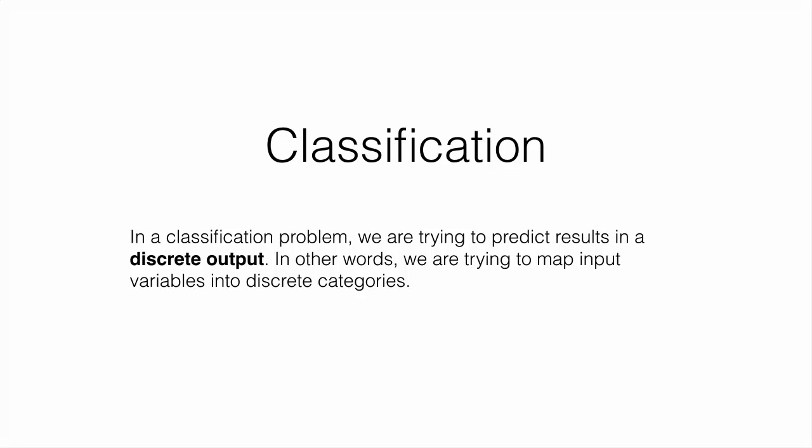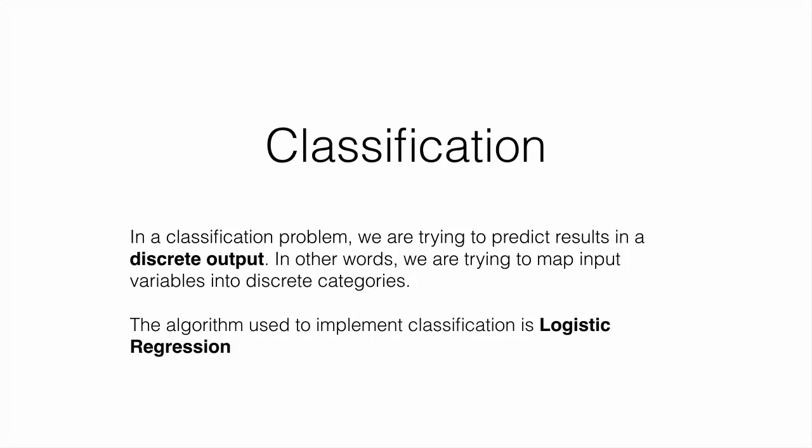In other words, we're trying to map input variables into discrete categories. And the algorithm used to implement classification is called logistic regression, versus linear regression. Predicting a class is classification. So we have, let's say, not spam or spam, and another may be cat or dog. So very discrete values there.